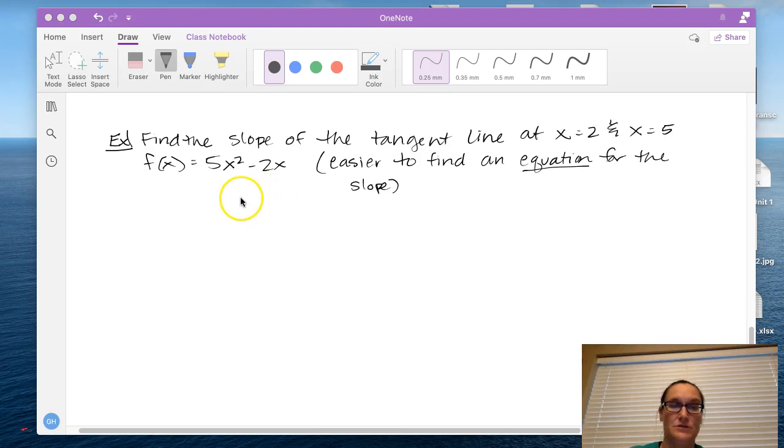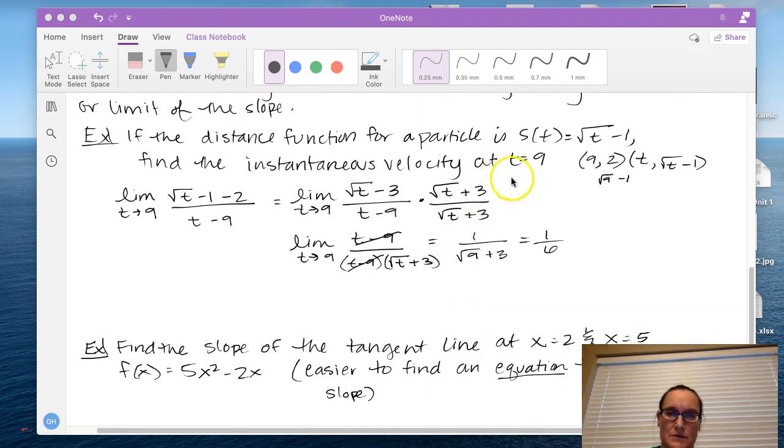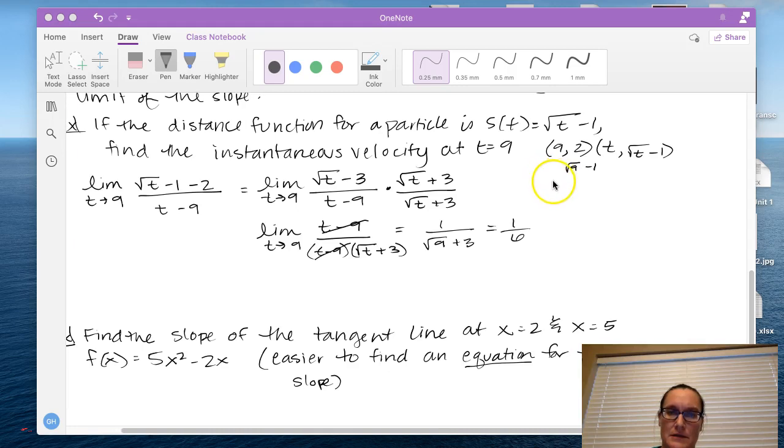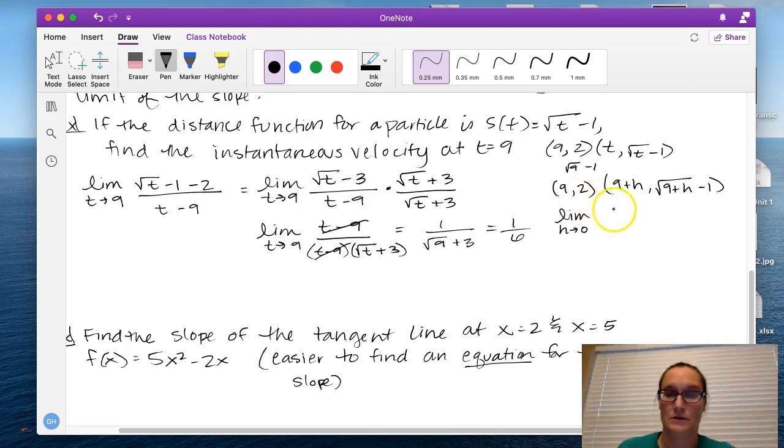I am going to work this using both methods so that you can see it both ways. I did want to go back to this one. I had this one set up in Desmos as (9, 2), and then the other point would be 9 plus h, and that would be your x value. Then you would plug that into your function to get the square root of 9 plus h minus 1. If you did that method, you always do the limit as h goes to 0 because you want this x value to get to 9. That's why you're doing it.